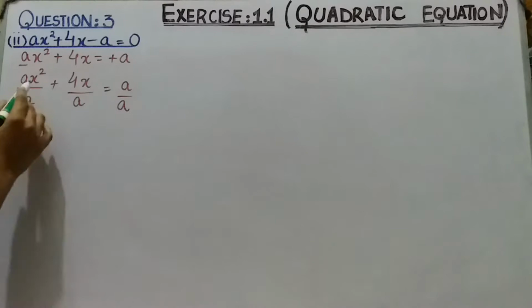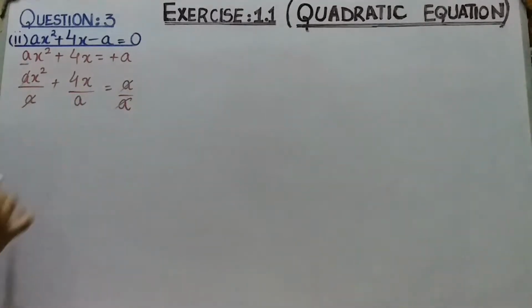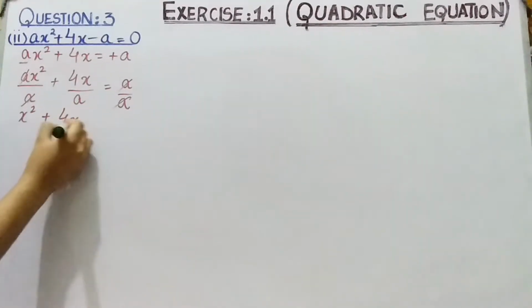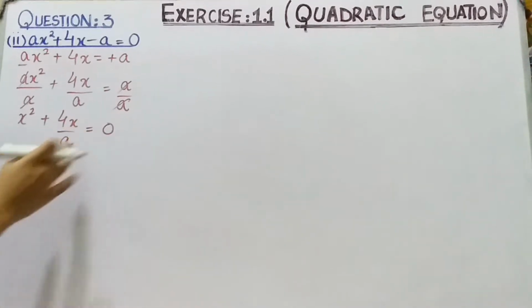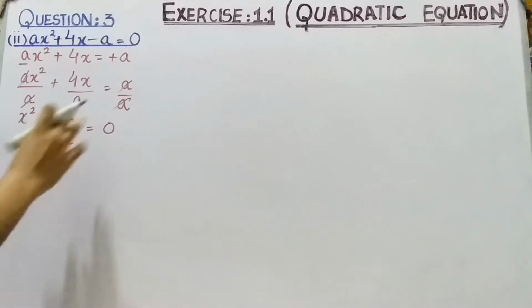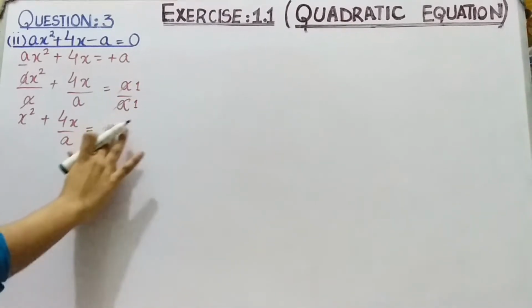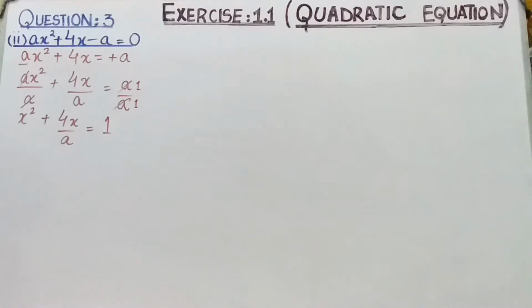Now this a will be cancelled with this a. Now x square plus 4x by a, and 0 left here. No, this is not 0 because it is 1, so it will be only 1. Now this is left here.